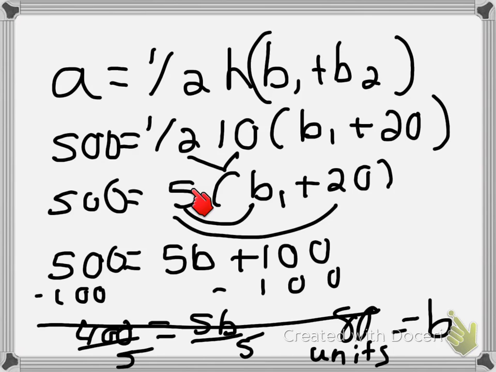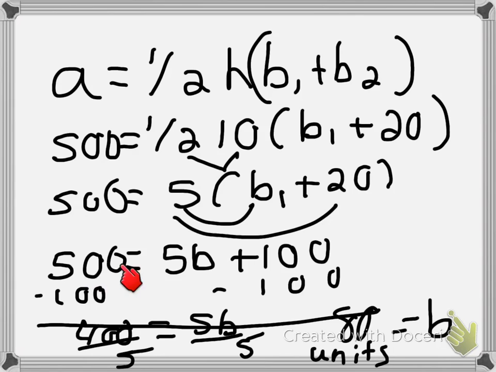Now, whenever there's a number in front of things like this in parentheses, you distribute. So you're doing 5 times base 1, which is 5 base 1. Notice I ignored the 1, you don't really need it there. And 5 times 20, which is 100.